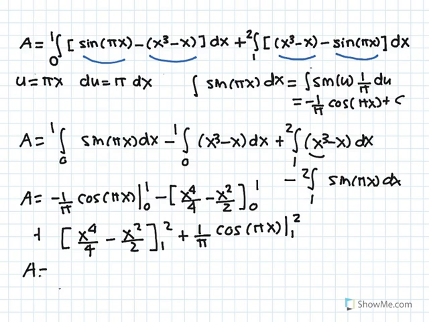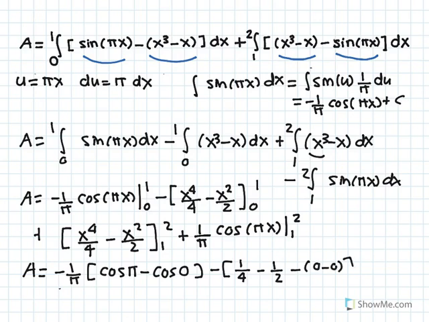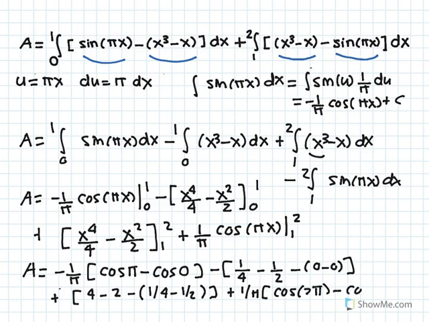So we get area is equal to negative 1 over pi times cos of pi, so let me put cos of pi here, minus cos of 0, minus 1/4, minus 1/2, minus, put 0 in, it's just going to be 0 minus 0, plus, and we have 2 to the 4, that's 16 over 4, that's 4, minus 2 squared, 4 over 2, that's 2, minus, put 1 in, we get 1/4, minus 1/2, plus 1 over pi times cos of 2 pi, minus cos of pi.